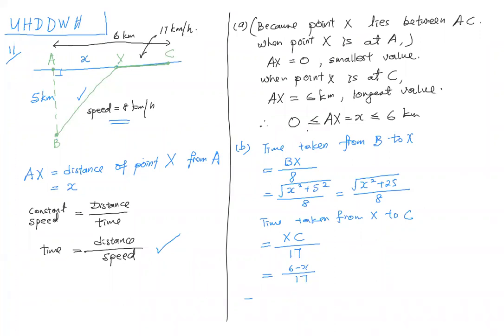So this is the total time taken. You just add up the two. Time taken to travel from B to X plus time taken to travel from X to C. That's it, done. And the unit is hours. Correct?